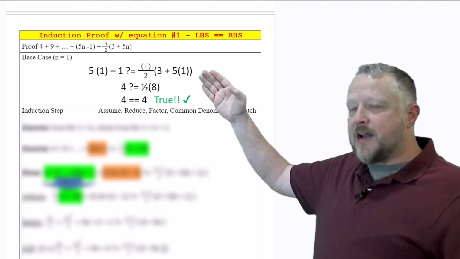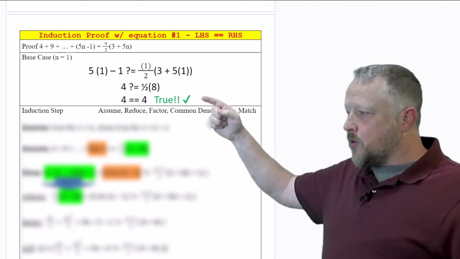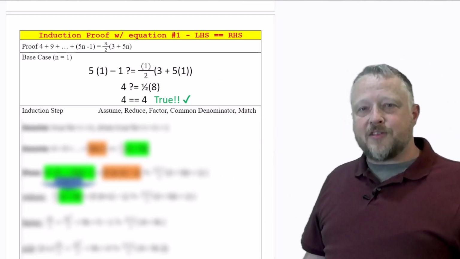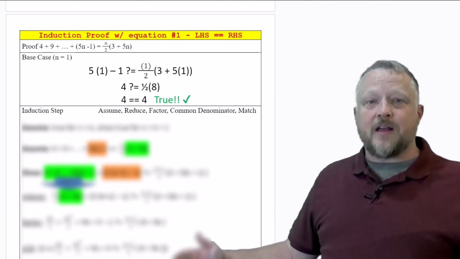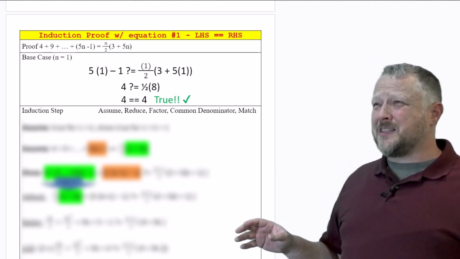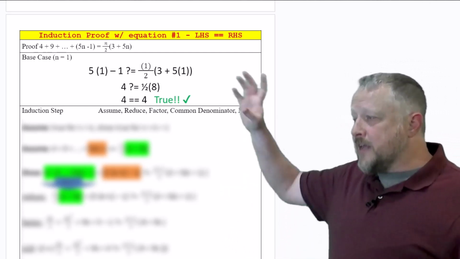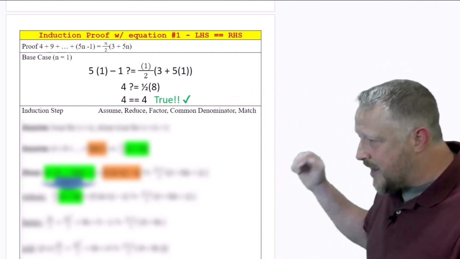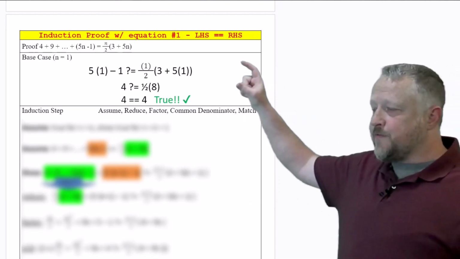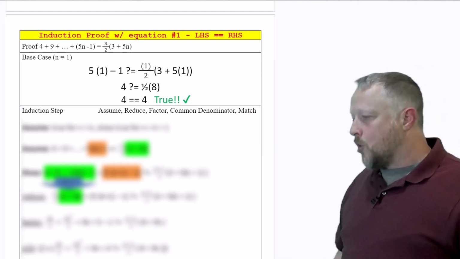Notice every spot that I had n, I plugged in 1, and then I go ahead and solve it all the way down to, well, 4 equals 4 on both sides, and that equals true, because we found out that 1 works, and that is our base case. By the way, it's also called the basis step in some other books. But anyway, as long as the base case is true, then we can move on into the rest of our induction step. If this ended up being false, again, I wouldn't even bother with the rest of it. Just remember that.